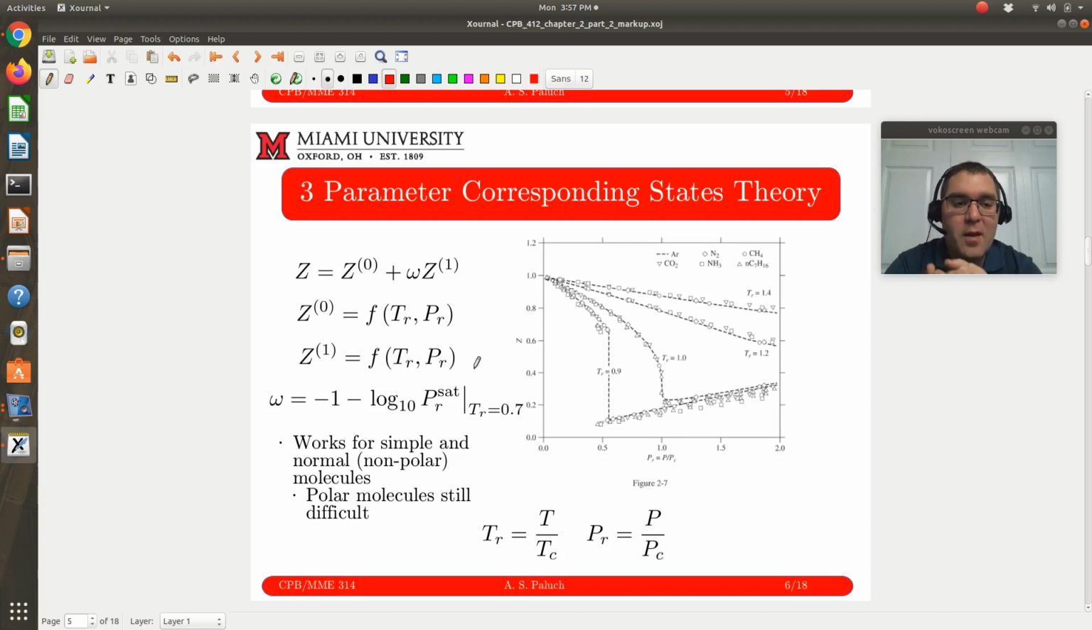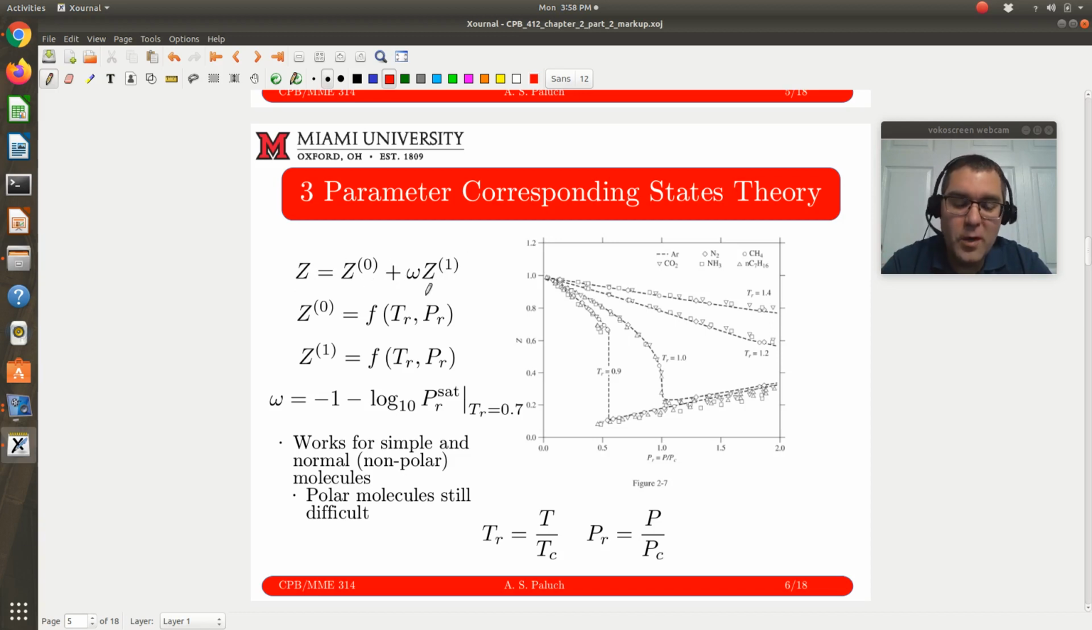Idea here being corresponding state theory is great. Pitzer realized that if he plots reduced coordinates, he can get data collapse. That only works well for simple spherical molecules. So what he does is he introduces a third parameter to try and improve the ability to make quantitative predictions. The third parameter he introduces is the acentric factor, which is related to the reduced saturation pressure at a reduced temperature of 0.7.